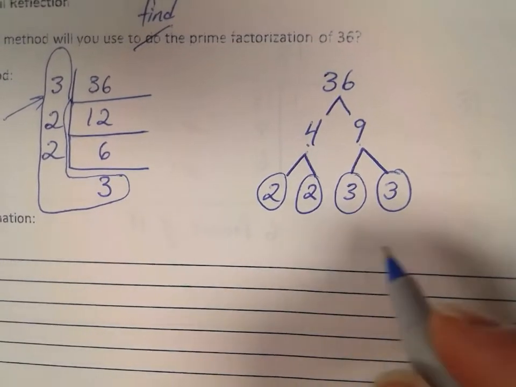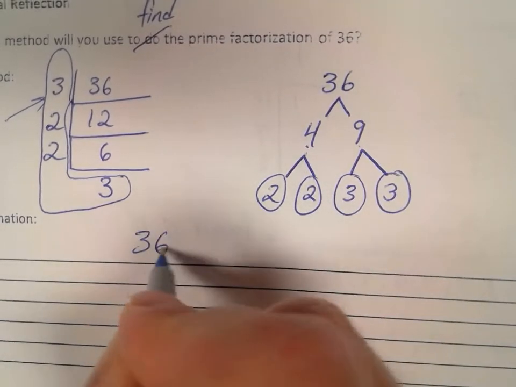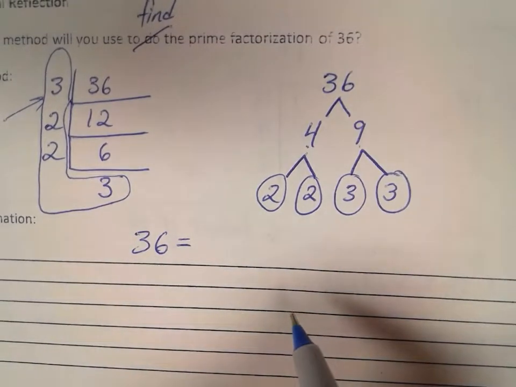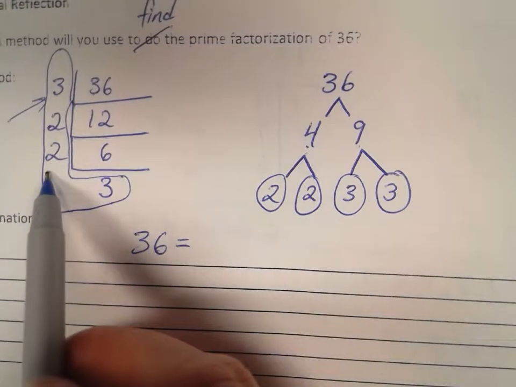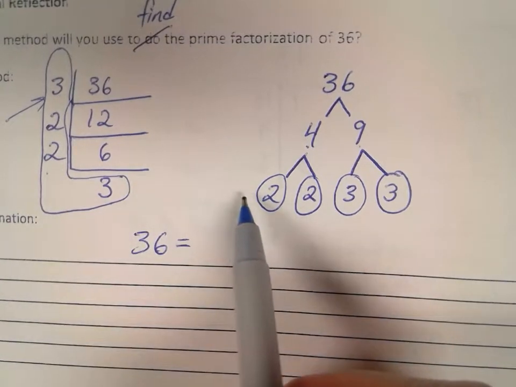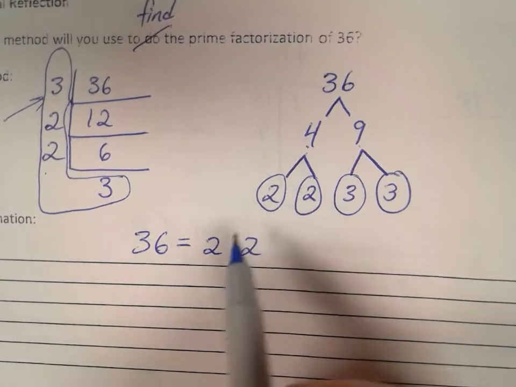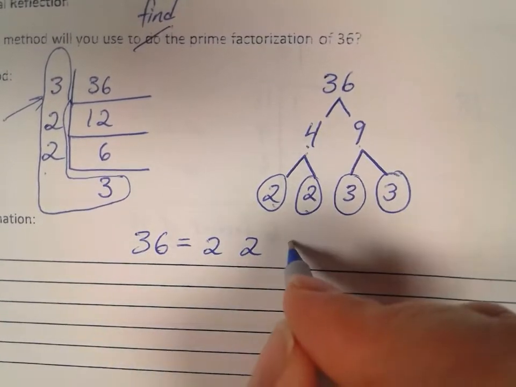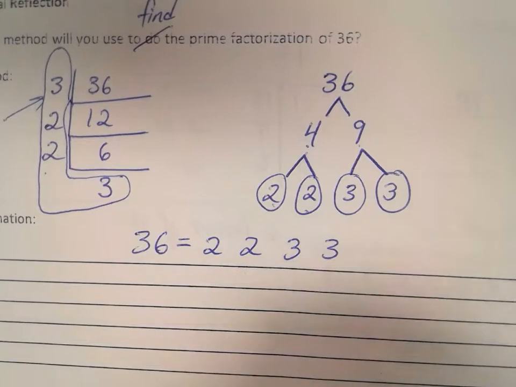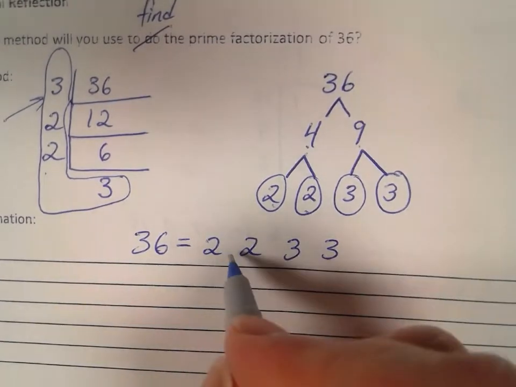How would I write out this factorization? 36 equals, well, we take our factors in order. Whether I look here at my ladder method or here at my tree method, I could show you that I have 2 2's and I have 2 3's. And it's a factorization, so you're going to show me multiplication.